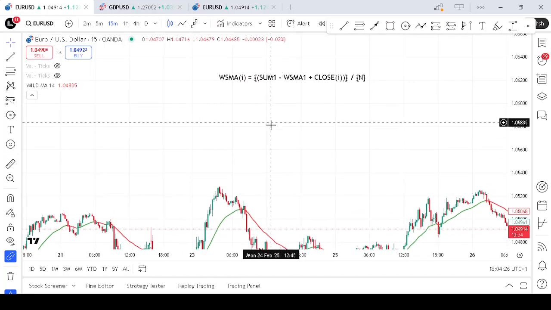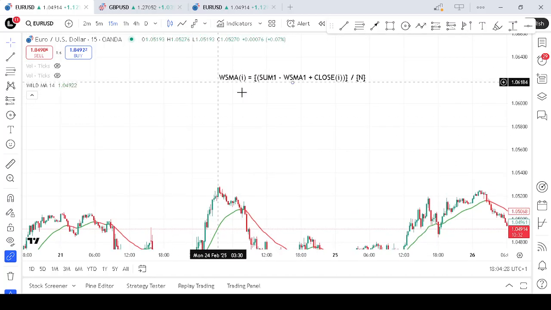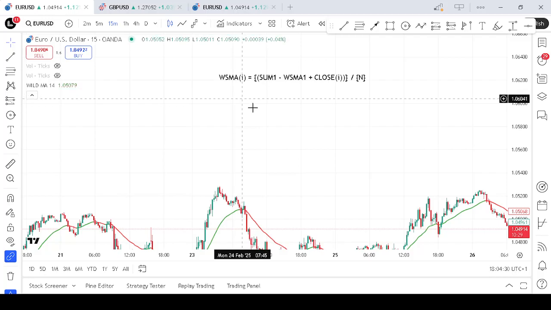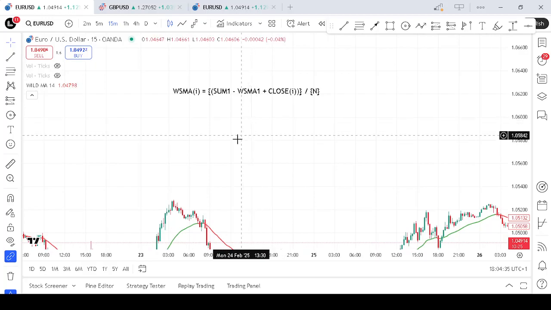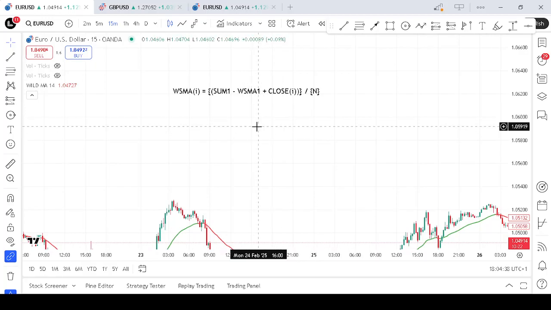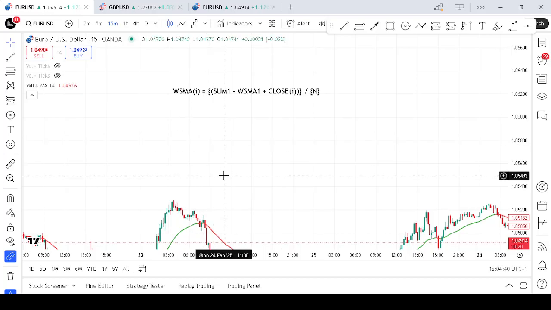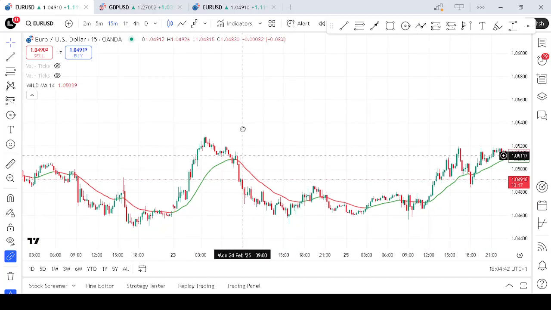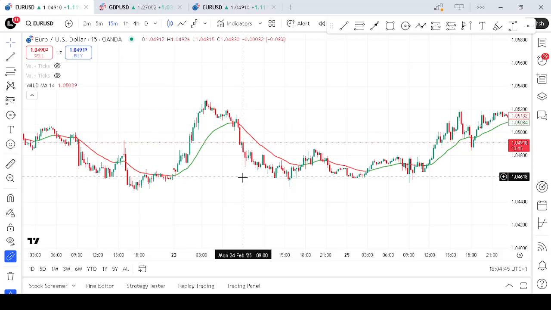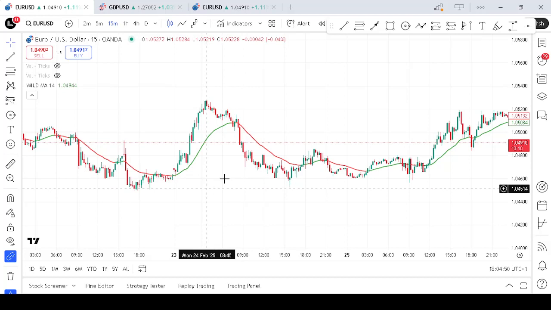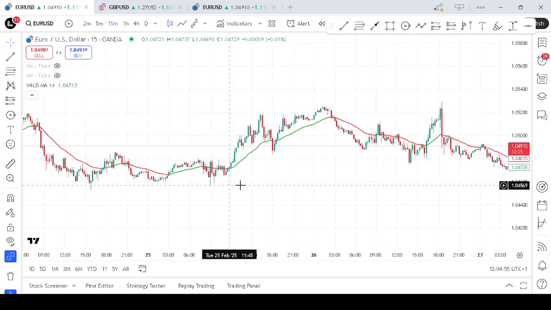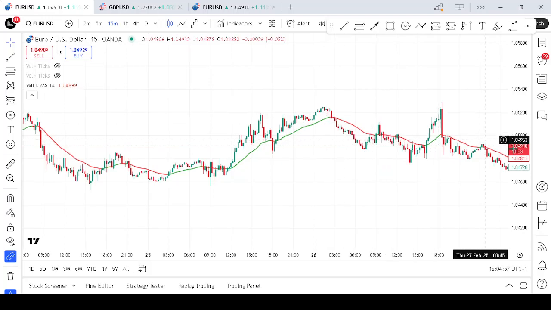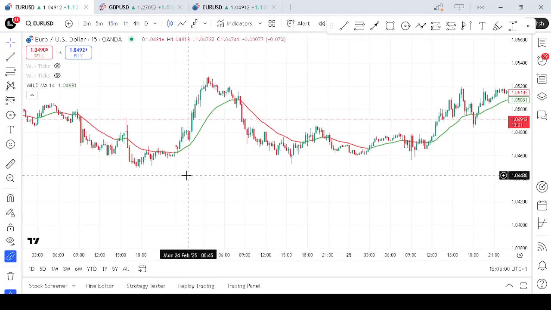Now let's see what this formula is all about. The formula is this, as you can see on my screen. This formula ensures that the moving average is sensitive to recent price change while maintaining a stable trend line. As you can see from the chart, the Wilder Moving Average provides a smooth line that closely follows price action.